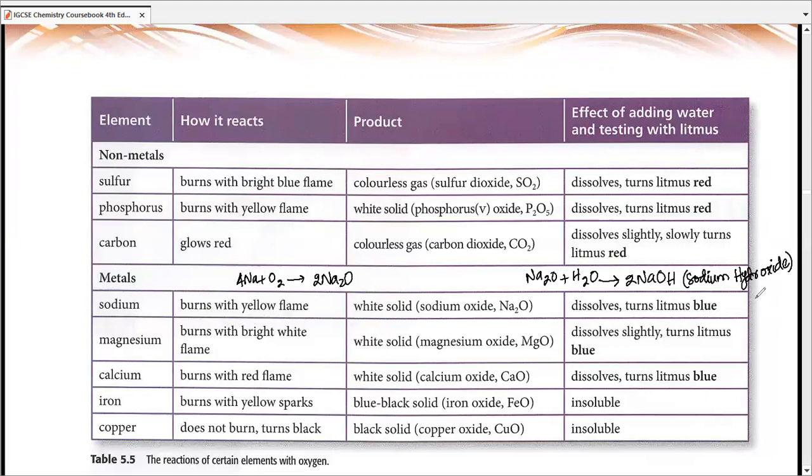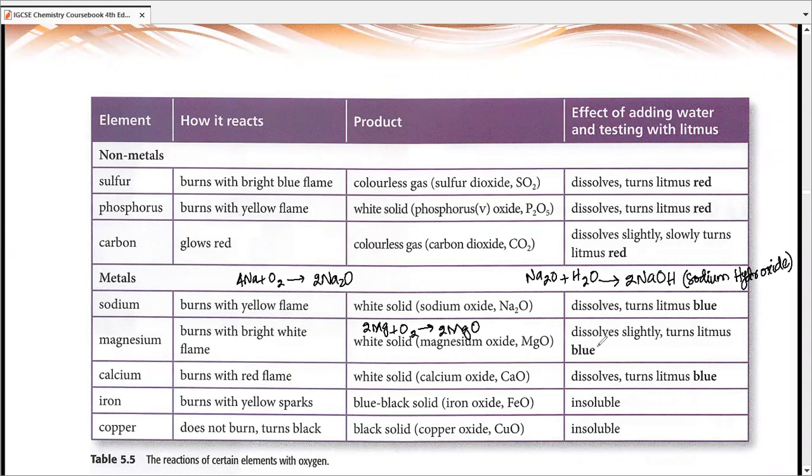Next comes magnesium. Magnesium burns with a bright white flashy flame. This flame is similar to the flashlights that we commonly observe in cell phones or different other electronic equipment. Now, this reaction is also pretty simple. So, 2Mg plus O2 gives us 2MgO.